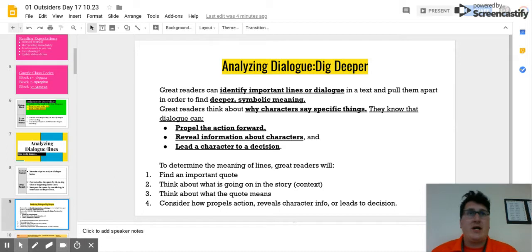You are at the stage in your lives as students where, up until now, it's been a lot of, okay, what does the text say? Now we're thinking, what does the text say, and why does that matter? Why did they say it that way? So when we want to analyze a quote, you have to find the quotes. Then think about what's going on in the story at that part. That's the context. Then think about what the quote means on a deeper level. And finally, consider how it affects the story, what its impact is.